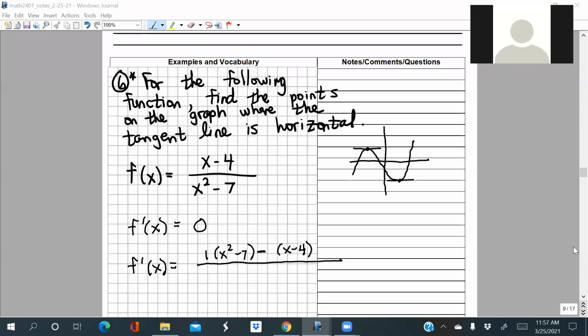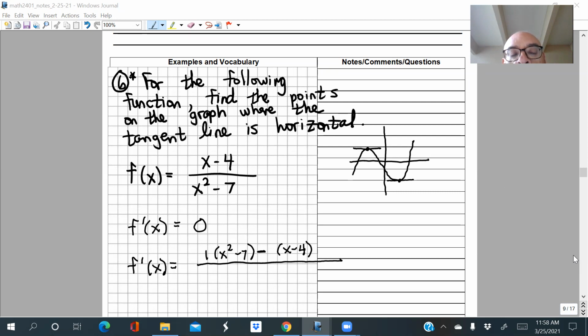I'm sorry, sir. You said Jocelyn? No, I didn't. But Jocelyn, I will ask you though. I asked for Abdel, but I'm glad you answered because I'll ask you. What is the derivative of x squared minus 7? Because that's the derivative of the bottom that we need to fill into the quotient rule, right? So, derivative of x squared minus 7. What's that derivative going to be?